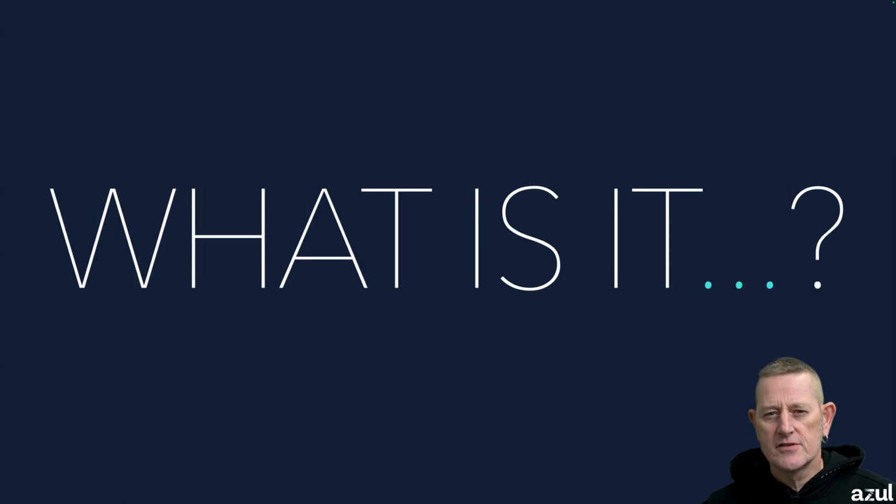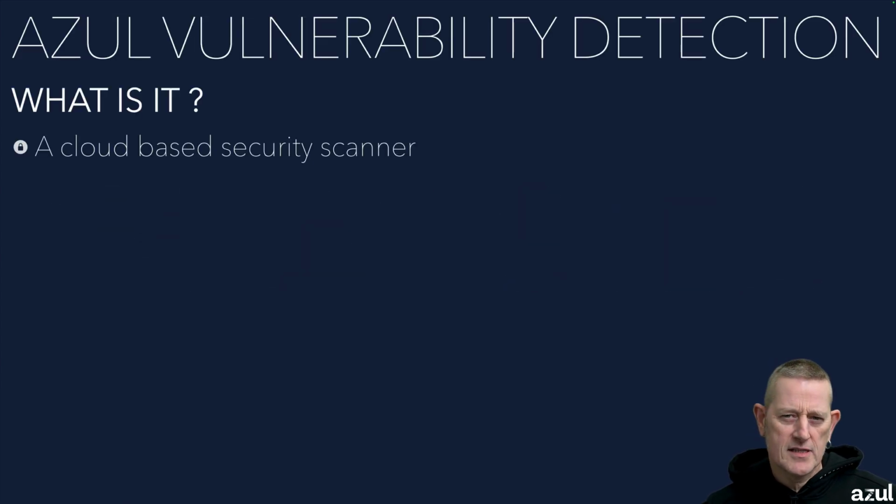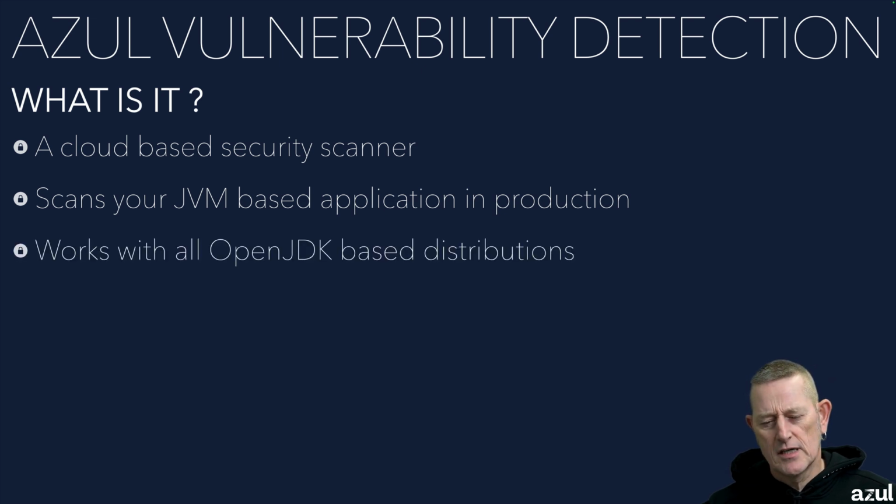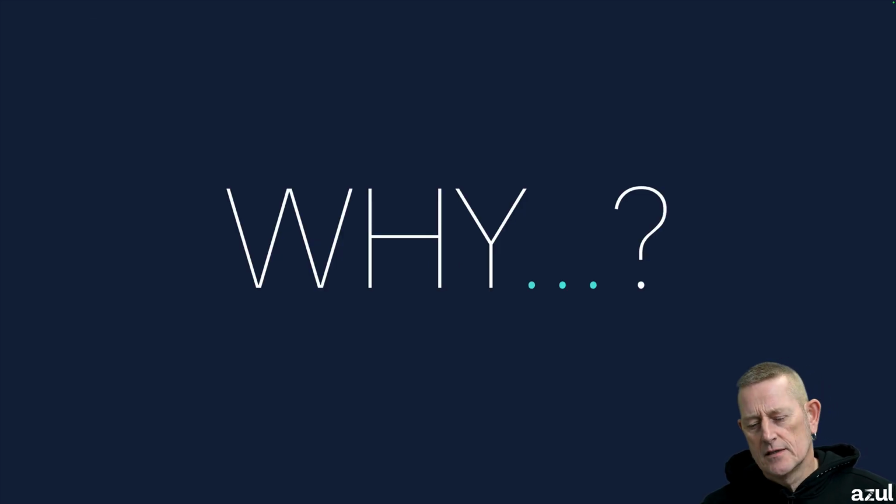So what is AVD? Well, it's a cloud-based security scanner, and it scans your JVM-based application in production, which is the big difference to other security scanners that you know. And it works with all the OpenJDK releases, so you don't have to use only Azul. You can use Temurin, you can use Corretto, you can even use Oracle if you like. As long as it's built on OpenJDK, it will work. So why should you use this one and not another one? I never said you shouldn't use another one.